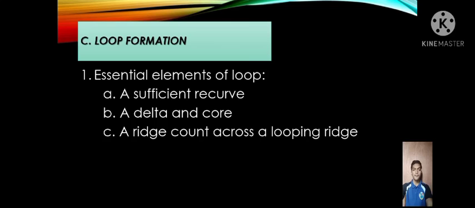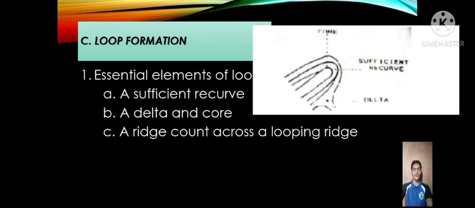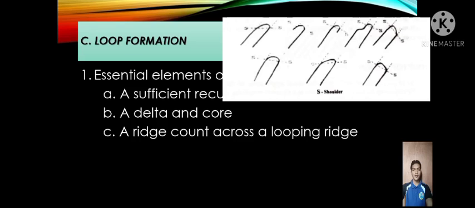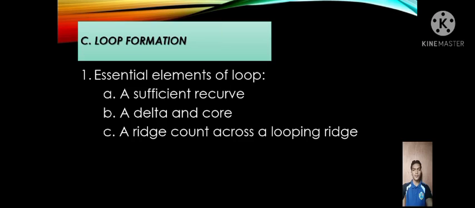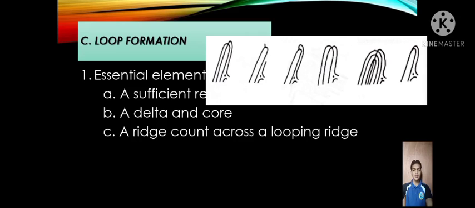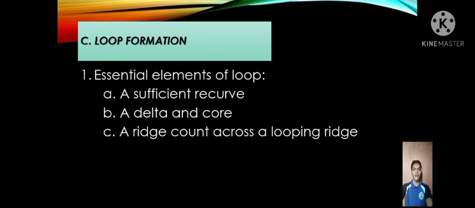A loop must have a sufficient recurve. Sufficient recurve is a part of the recurving ridge between the shoulders of a loop. It must be free from any appendages or spoil. So dili siya matawag nga sufficient recurve if ever ang iyang recurving ridge is spoil.